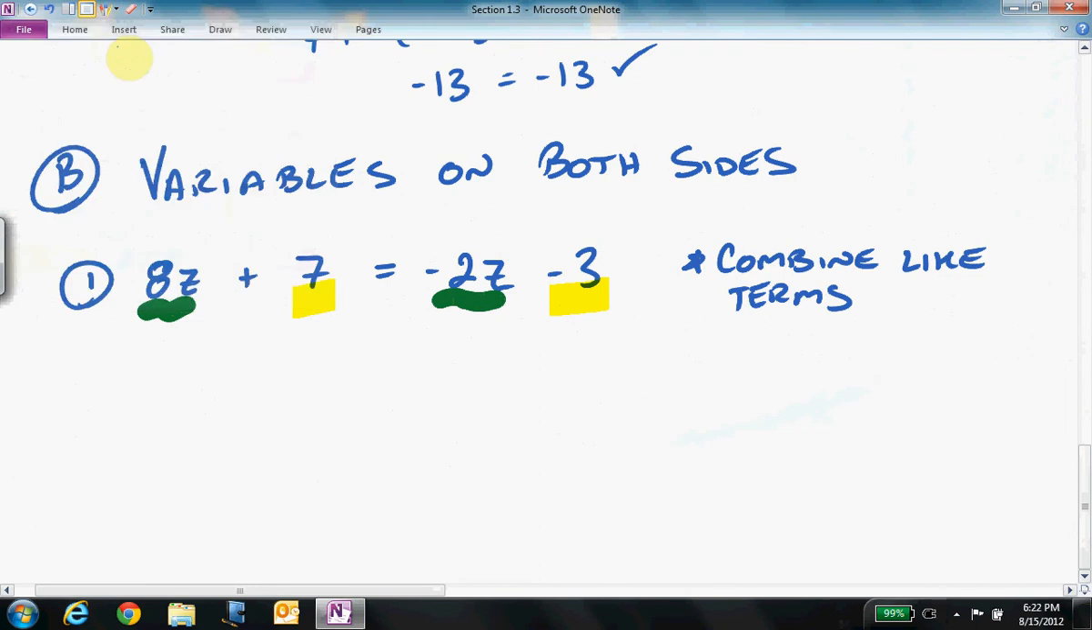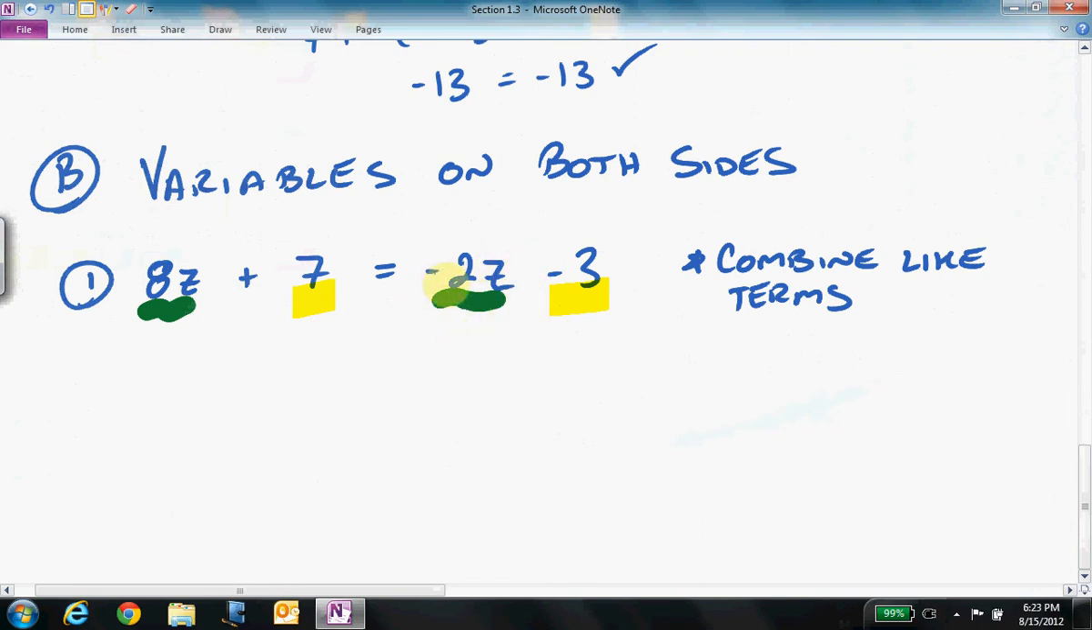If I have a negative, I'm going to try and add it over. If it's a positive, I'm going to want to subtract it over. Alright, so it just depends on if you want to move the negative 2z or the 8z. Like I said, there's no wrong way. So for our purposes, I'm going to get rid of this negative 2z.